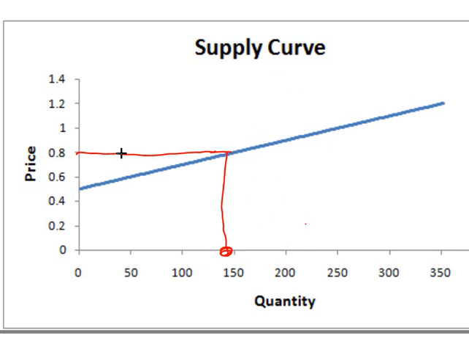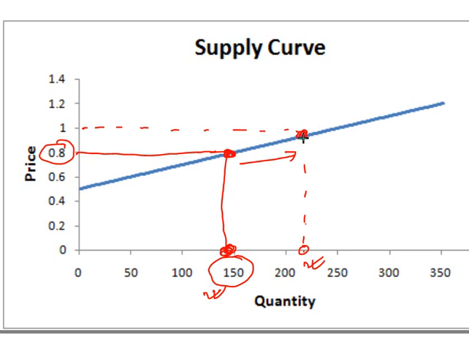So this is the price. When the price is 0.8, the quantity supplied is 150. So the supplier will supply 150 as a quantity. Now when you are increasing the price to 1, you will find that the quantity supplied has increased. So it is for the benefit of the supplier to increase the supply. So what we see is we have moved from this point to this point on the supply curve. So this is the movement along the supply curve.